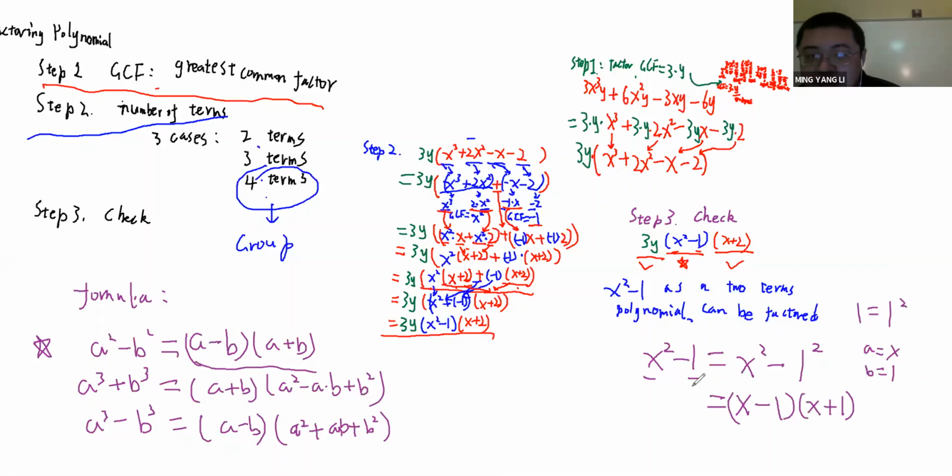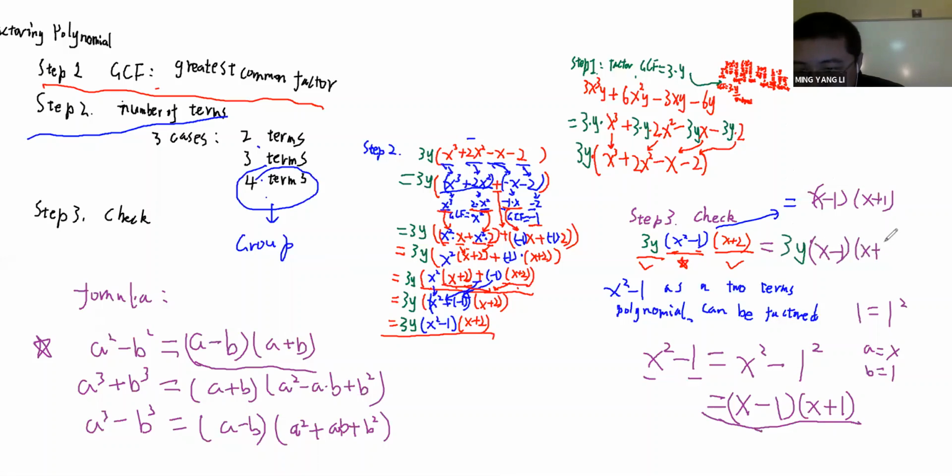So after all, this blue part actually equals the purple, x minus 1 times x plus 1. So after all, these three terms: 3y is good, but the blue part can be written as x minus 1 times x plus 1. Then the red part is good, it's degree 1. So here, this is our final result.